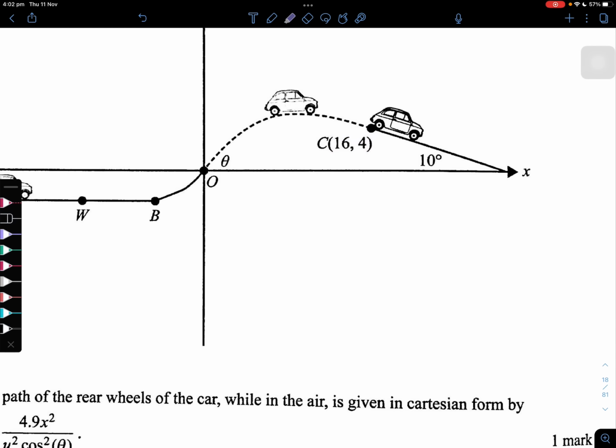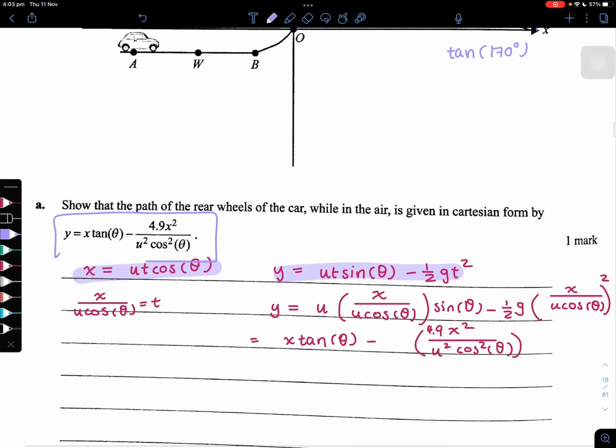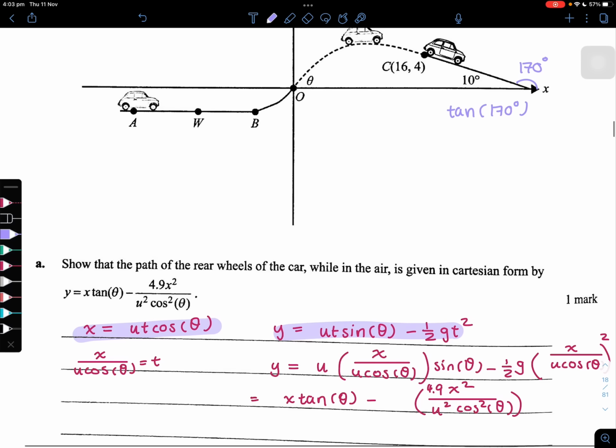And I believe that's why they've given us what this angle here is, okay? Because that lets you work out the gradient of this line right here, right? If that's 10 degrees, this is 170 degrees, right? And you can find the gradient of that line by just doing tan of 170 degrees, okay? Now, we can differentiate this, right? That's our Cartesian equation.